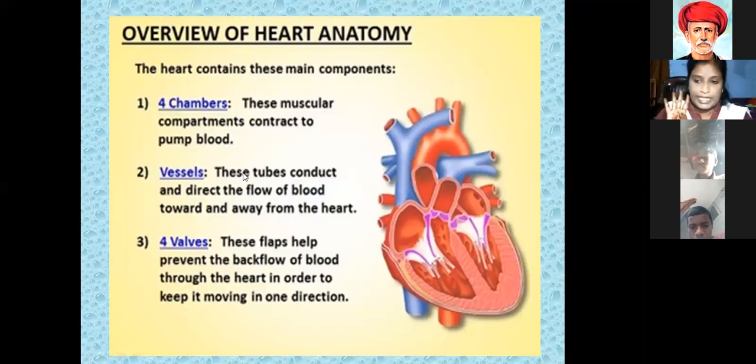Next, blood vessels. Blood vessels are one kind of blood structure. These tubes conduct and direct the flow of blood toward and away from the heart. It helps the blood vessels.